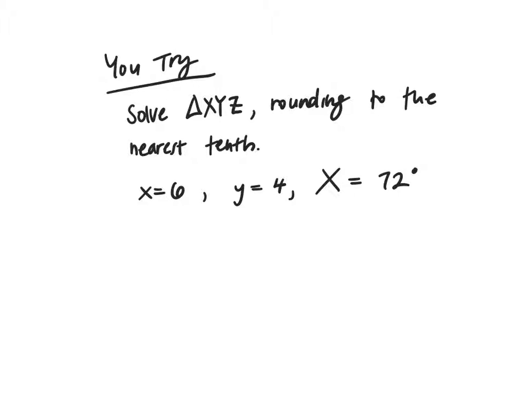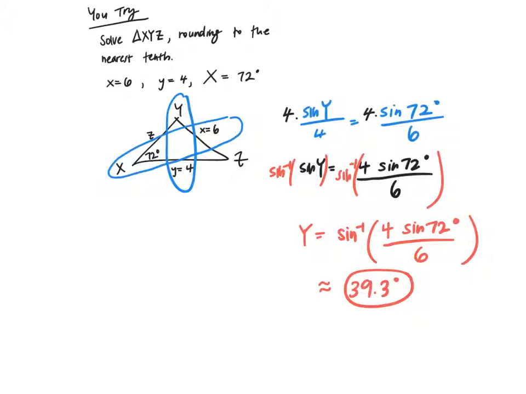Okay, let's have you try a problem. Solve triangle XYZ rounding to the nearest tenth. Okay, so the first thing you'll need to find, the only thing you'll be able to find at first, is angle Y, right? Because you have the pair thing happening here. So sine of angle Y equals 4 over 6 multiplied by sine of 72 degrees. Remember, you're trying to get Y by itself. Multiply by 4, then take the inverse sine of both sides. Put it exactly like so in your calculator. Make sure all of this is inside the parentheses. And you get 39.3 degrees.